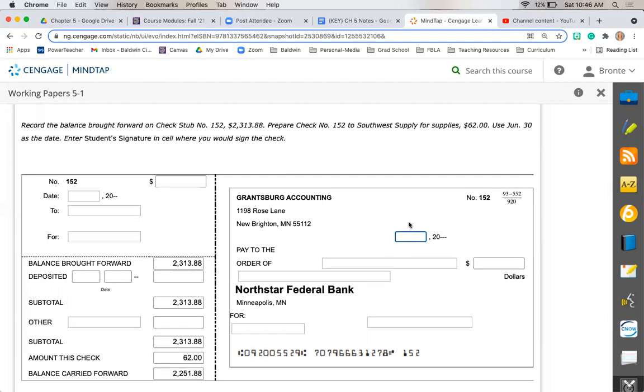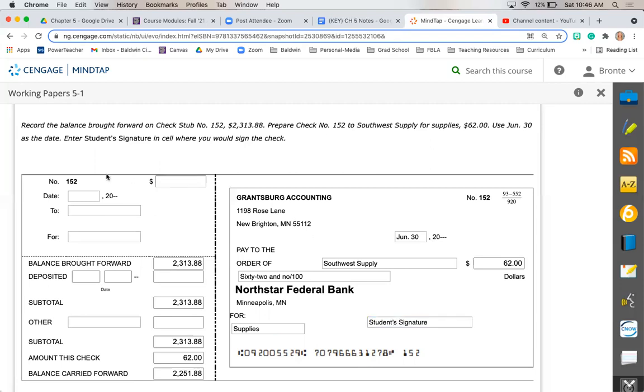All right, now we're ready to fill out our check. Our date is still June 30th. We are preparing a check to Southwest Supply for supplies for $62. So we're paying Southwest Supply. We're paying them $62. On our legal line, we would write 62 and no over 100 because there is no change. Our memo line is going to be supplies, and then we are going to sign it.